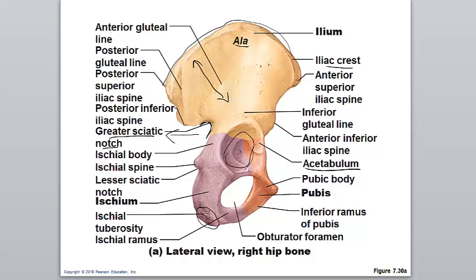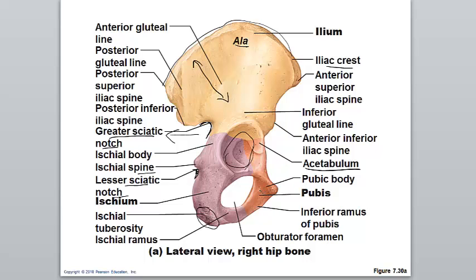If you follow along the greater sciatic notch, you end up with the spine. That's your ischial spine. Under the ischial spine, you have another smaller notch over here. That notch is your lesser sciatic notch. So lesser sciatic notch is found in the ischial bone. Greater sciatic notch is found in the ilium bone. Those are the features that you need to know in your ischium.